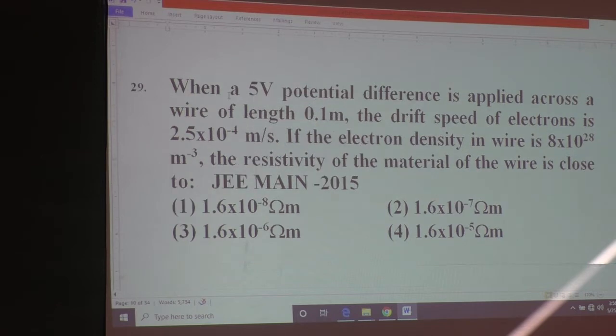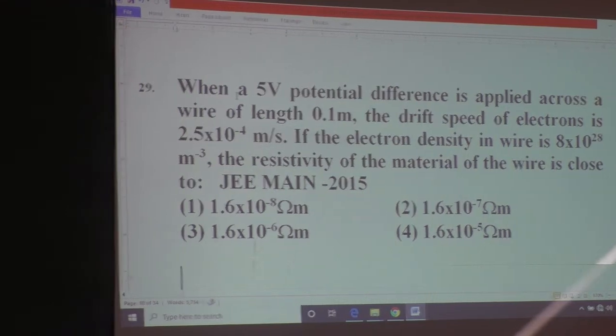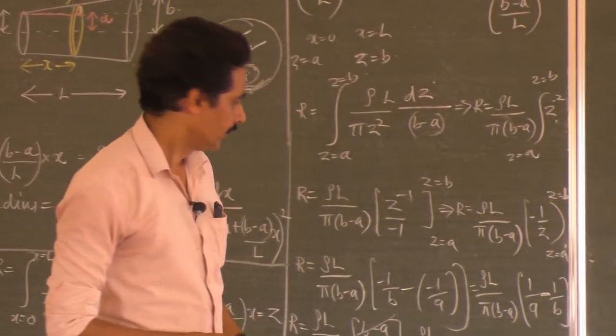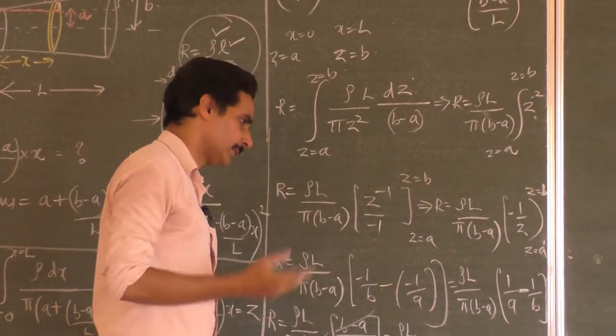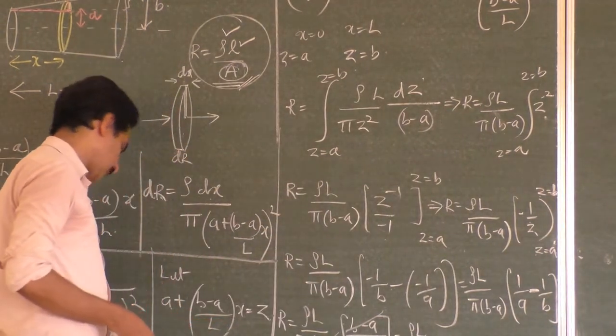Okay. When a 5 volt potential difference is applied across a wire of length 0.1 meter, the drift speed of electrons is 2.5 into 10 to the power minus 4 meters per second. If the free electron density in the wire is 8 into 10 to the power 28 per meter cube, the resistivity of the material of the wire is close to. See, even though such a problem is asked for JEE Main, it's not a very tough problem, and you can solve it. It is very close to the theory we have studied, and it is not out of syllabus.